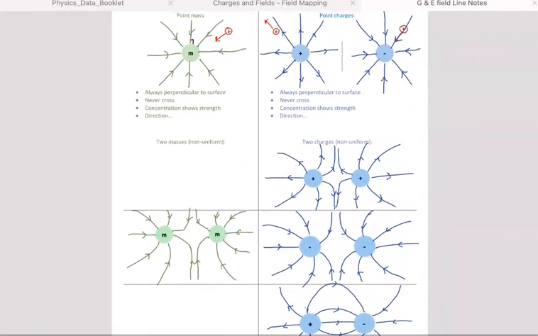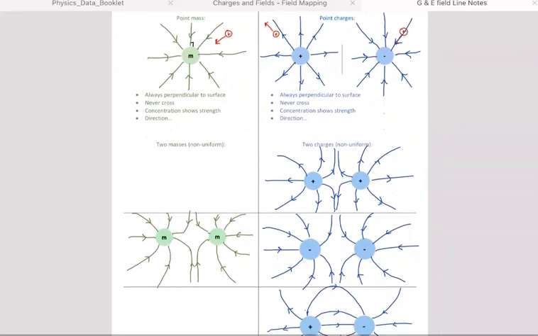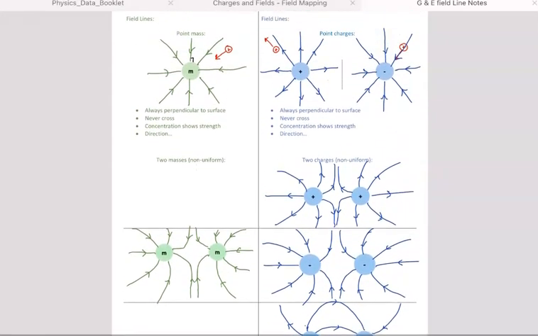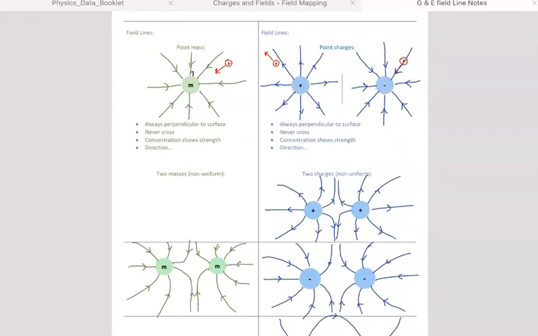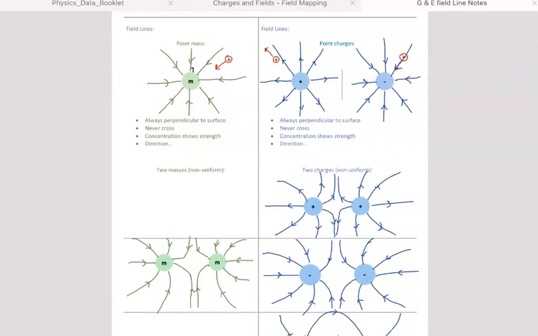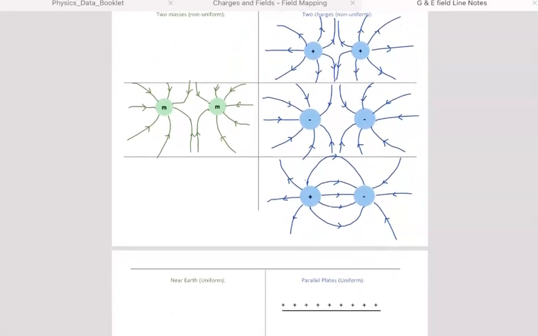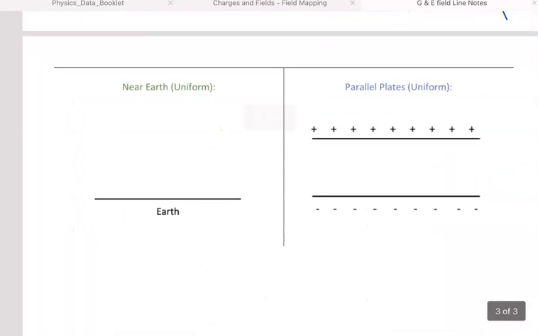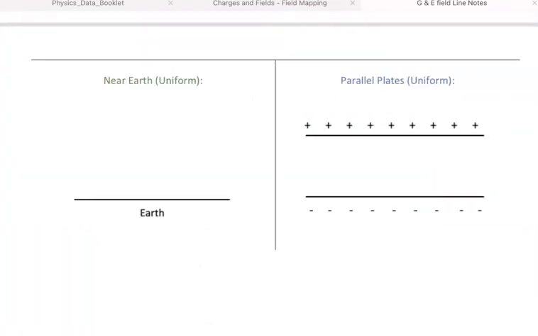All right, so those are our point charges. These are all non-uniform field lines. And this is everything we've done in that field mapping activity. Though not all fields are non-uniform, and actually the simpler ones are uniform. And this is what we're more used to, going back to mechanics and Unit 1.